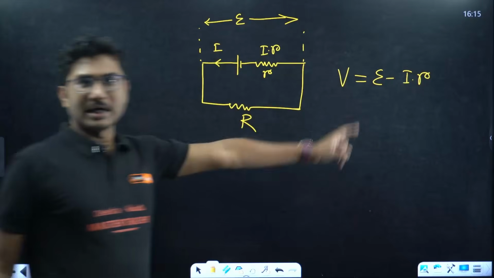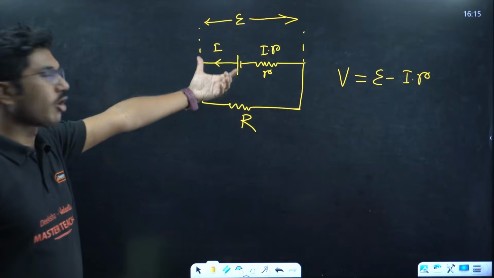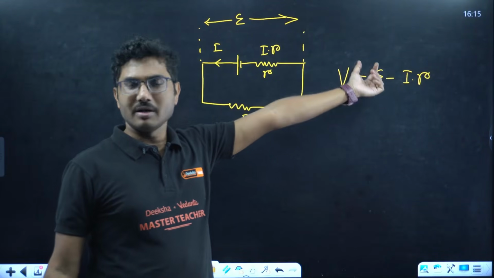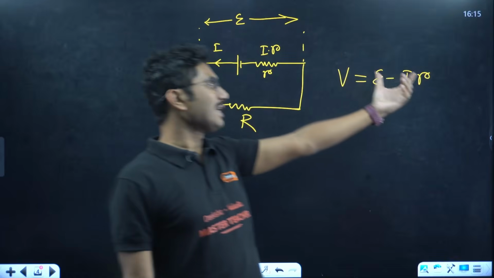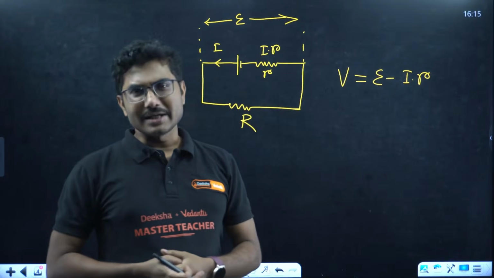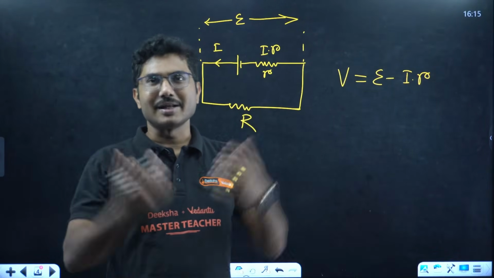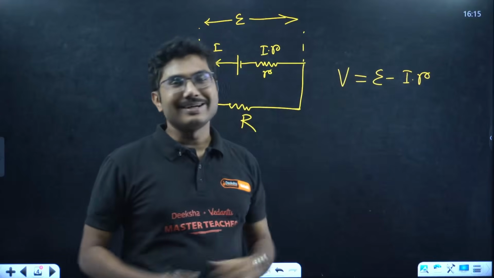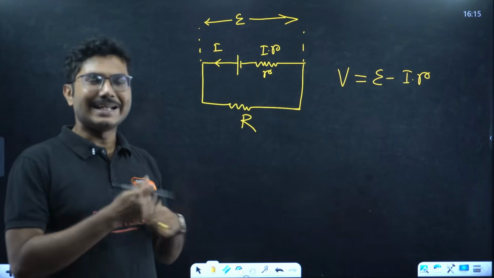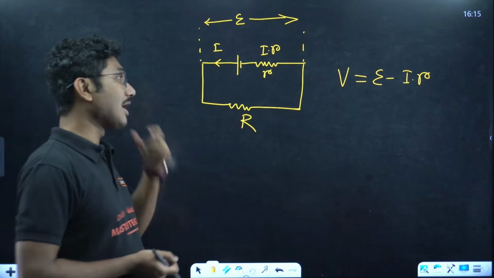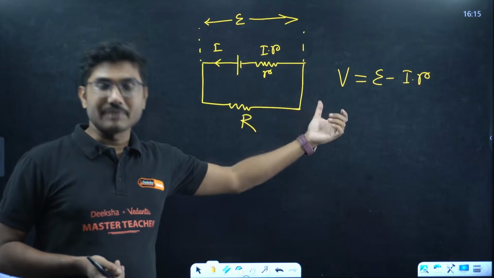This is the output that you are getting. So you are promised that, okay, I will give you epsilon amount of potential, but when you are connecting it in a circuit, you are getting something less. Now you are complaining why it is less, because the internal resistance of the cell is eating up some of the potential, and the terminal voltage is slightly less.